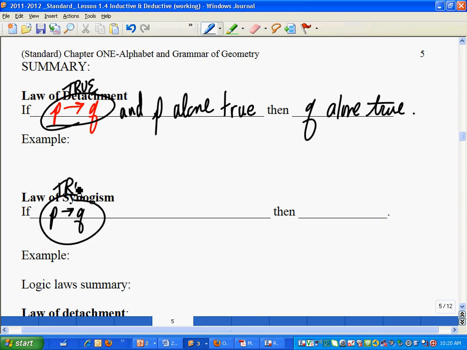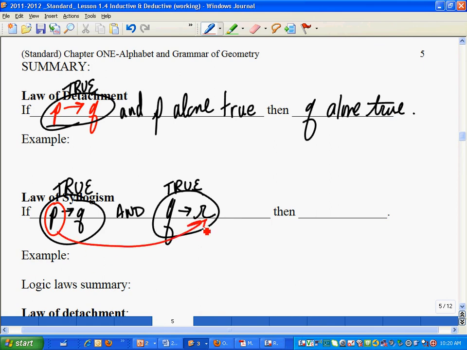Let's summarize these real quick here. We're going to summarize. Because you need this whole page practically memorized to be able to function today. Law of detachment says this. If P, then Q is true. And P by itself is true. Q by itself is true. That's the law of detachment. You can detach those, and they're still true.